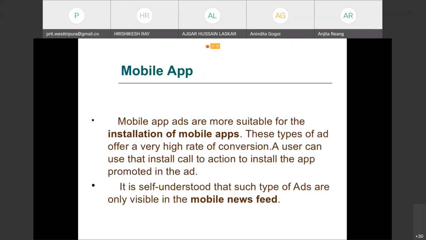Mobile app ads. Mobile app ads are more suitable for the installation of mobile apps. This type of ad offers a high rate of conversion. A user can use the install call to action to install the app promoted in the ad. So that means it is linked to the ad only, for mobile app installation only. It is self-understood that such ads are only visible on mobile newsfeed.